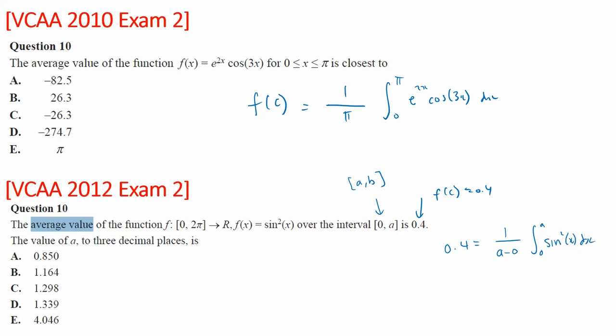It's all CAS work from here. So define the function, make sure you got your 0 to 2 pi, and the integral from 0 to a, and let it equal 0.4 and solve. It's all CAS work. You see, it's not tricky. It's not a tricky problem to do. All CAS work.